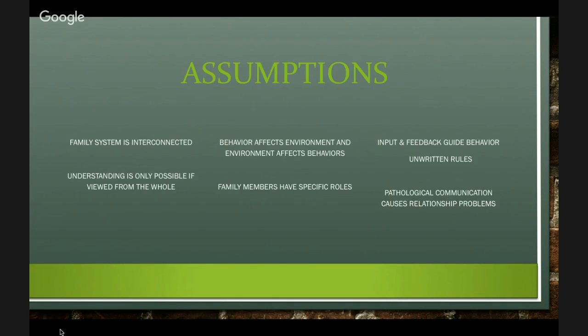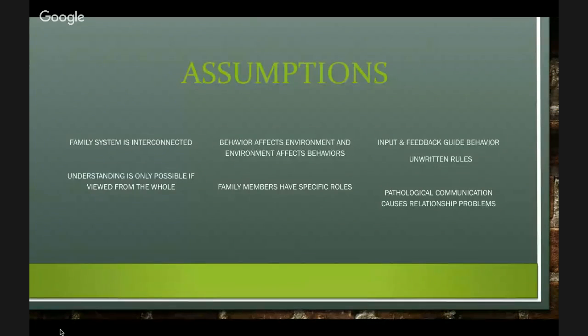It also attributes to the siblings and their roles, also known as birth order. The next assumption is that input and feedback guide behavior. This is where you'll see some of those unwritten rules, like why can this sister get away with something that this sister can't get away with? Or why every time we turn on the television, maybe only the father can control the remote? Or why does it seem like the mother doesn't have as many freedoms as the father may? Another assumption is that pathological communication causes relationship problems. So the assumption that what worked for my family, what worked for me growing up, must work for my present family, and debunking some of those can change in a good way the trajectory of the family relationship.